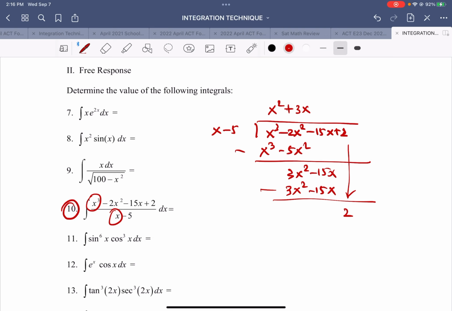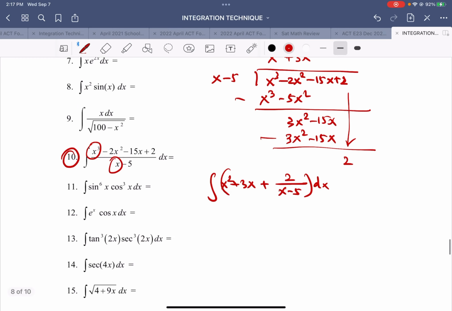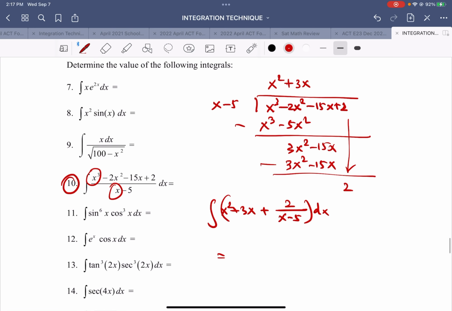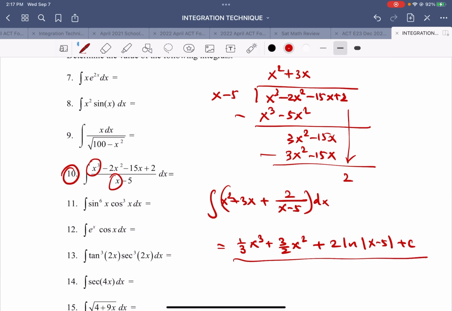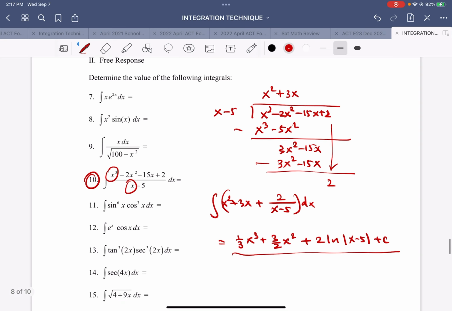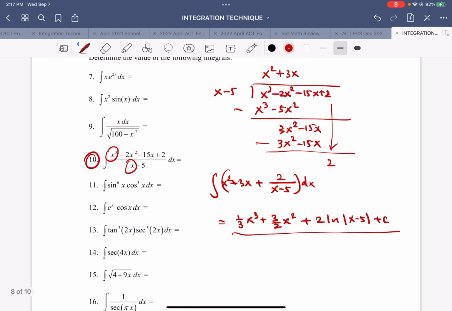So you can rewrite this integral as your quotient, x squared plus 3x, plus remainder over divisor. That's the first step. Now when you take the antiderivative, you get 1/3 x cubed plus 3/2 x squared plus 2 ln of x minus 5, plus c. So that should be your final answer. This is a free response, so no answer choices. Then let's do the next one, number 11.